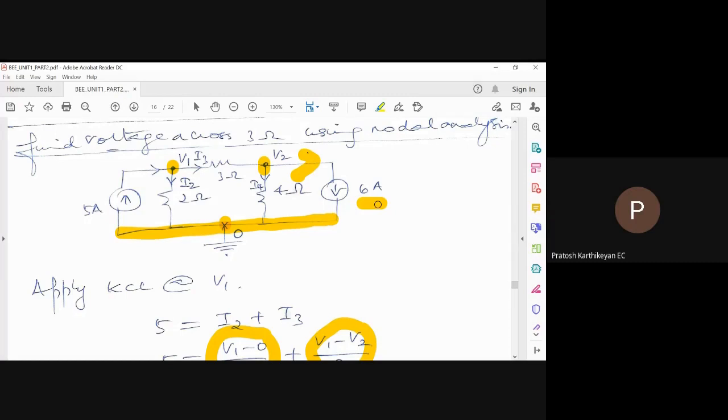Oh, okay. See, if there is one more path with a resistance, this will be I5 and I6. But if you assume this as I5, I5 will be equal to 6 amperes, because the current going through this path is 6 amperes. No other resistance or anything else is there, right? So it will be equal to 6 amperes. You will not have a resistance in series with the current source. You will have resistance only in parallel.